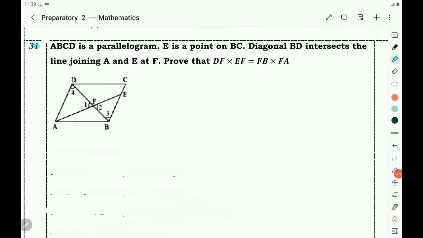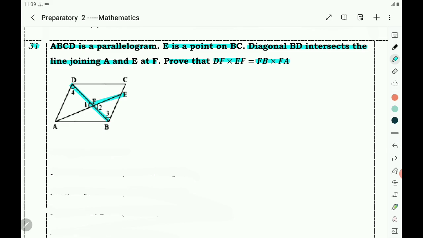Question number 31. ABCD is a parallelogram. E is a point on BC. Diagonal BD intersects the line joining A and E at F. Prove that DF into FE equals FB into FA. Here we have to prove that DF into EF equals FB into FA.